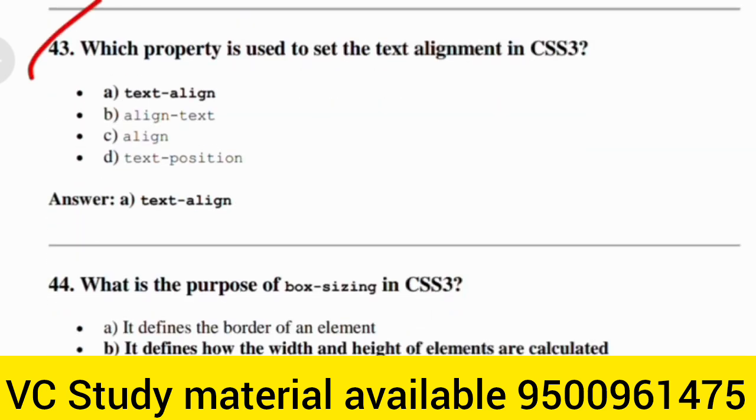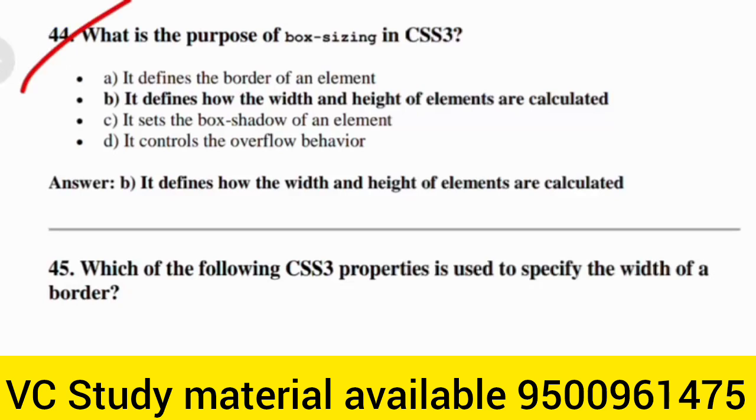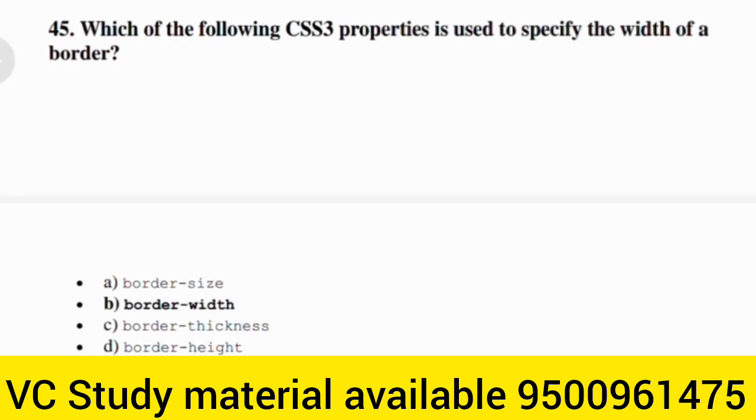Which property is used to set the text alignment in CSS3? Text align. What is the purpose of box sizing in CSS3? It defines how the width and height of elements are calculated. Which of the following CSS3 properties is used to specify the width of the border? Border width.